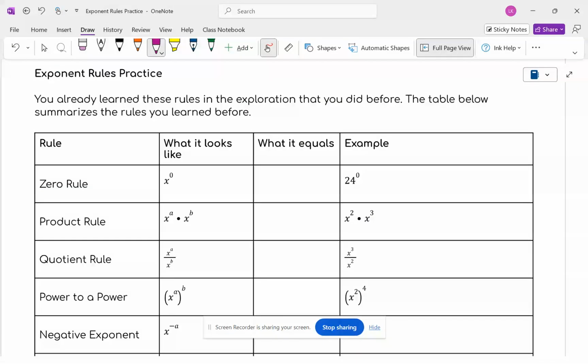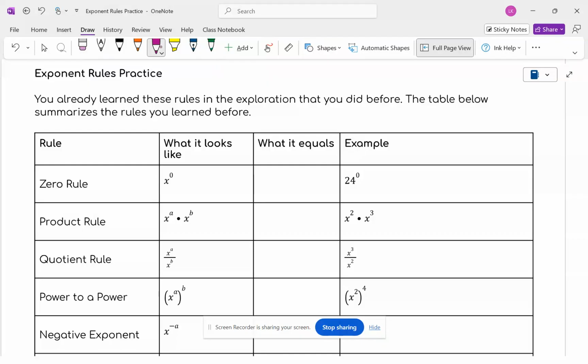So you have all of your rules. I think there are 7 of them. 1, 2, 3, 4, 5, and then I think there are 2 below that. And then we're gonna do what it looks like or what it equals without any real numbers in there, and then we'll do it with some actual numbers and variables.